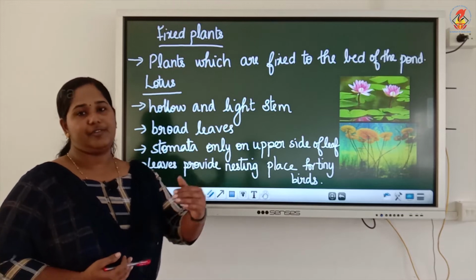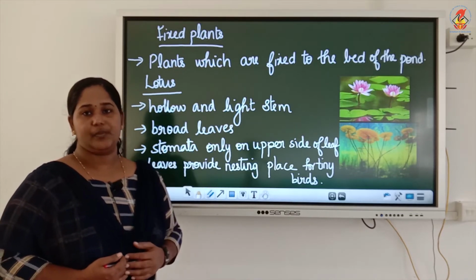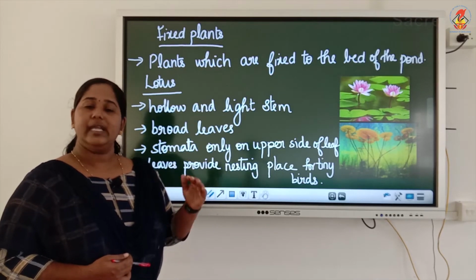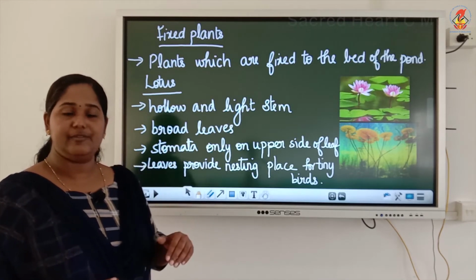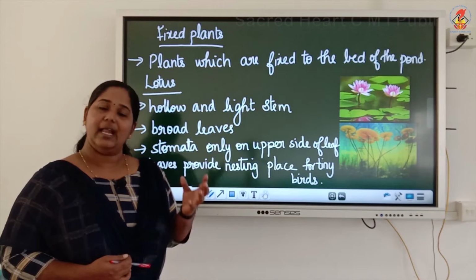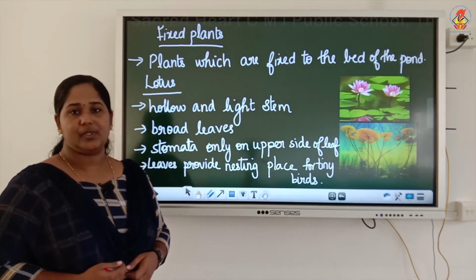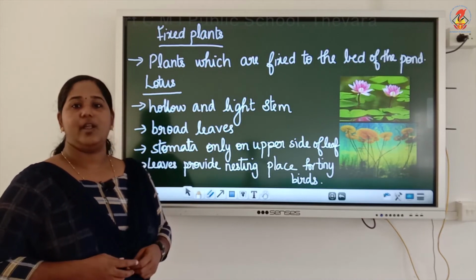The leaf of a plant should be present to gain food for the plant, or to prepare food for the plant. So here it is provided with a waxy coating so that water does not collect in the leaf and the leaf is protected, and this leaf provides a nesting place for some birds. We also make tasty dishes with lotus.